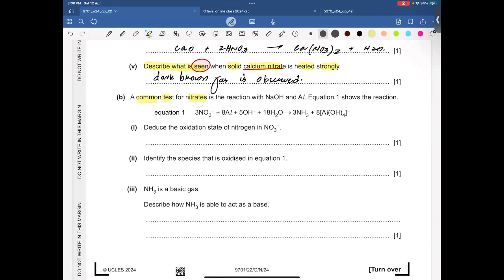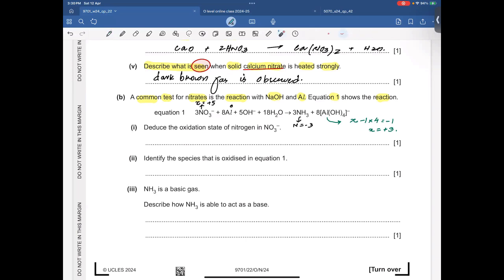A common test for nitrate is the reaction with NaOH and aluminum. Equation 1 shows the reaction. By the way, guys, this equation is really important, okay? In NO3, nitrogen has an oxidation state of +5. Aluminum is metal, so its oxidation state is 0. In ammonia, the oxidation state of nitrogen is -3. Let me find out the oxidation state of aluminum in this complex ion. Let's suppose aluminum is X. Hydroxide has a charge of -1. Since we have 4 hydroxide ions, 4 times -1, whole charge equals -1, then X equals +3.